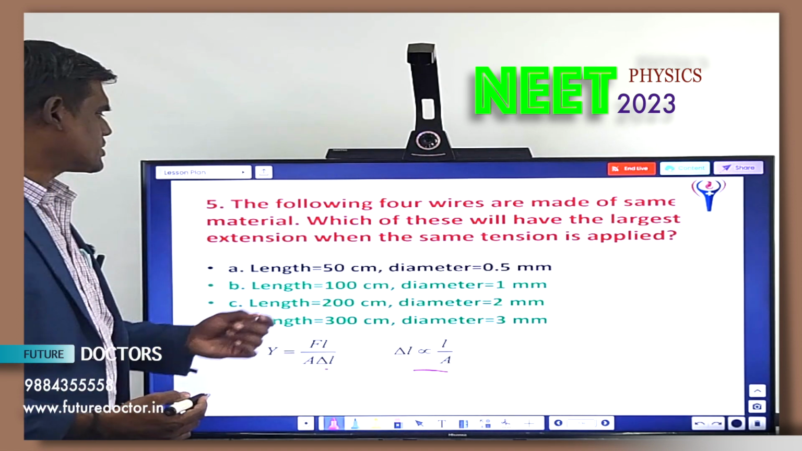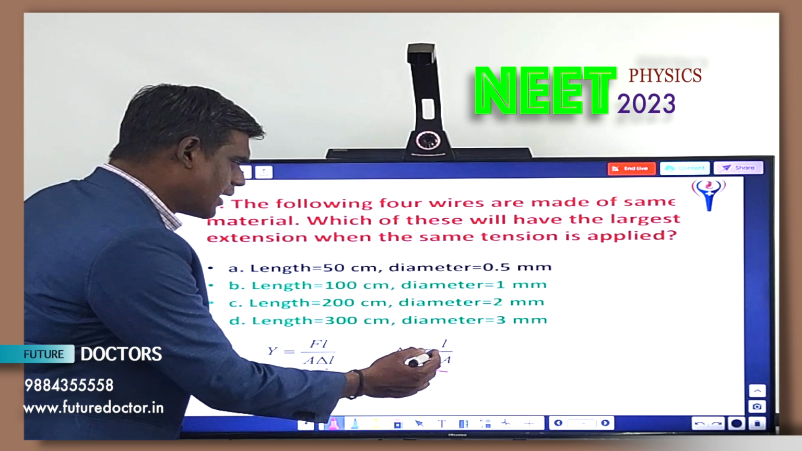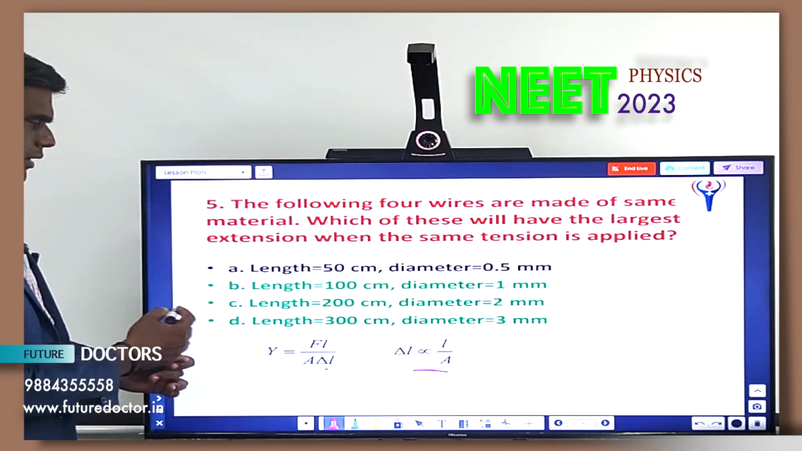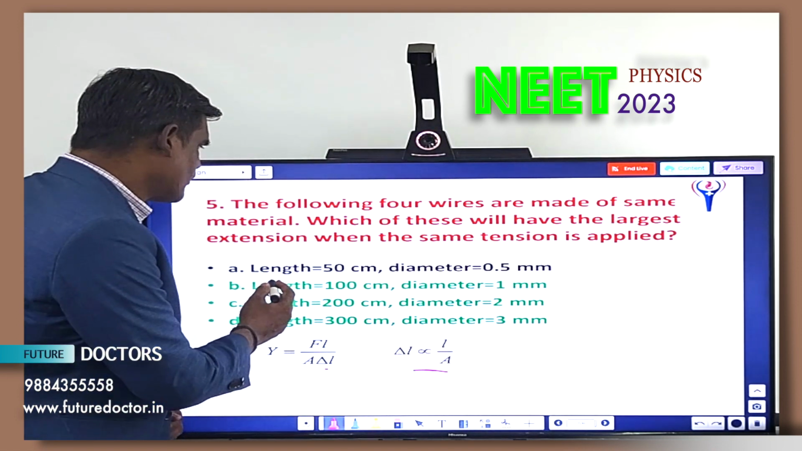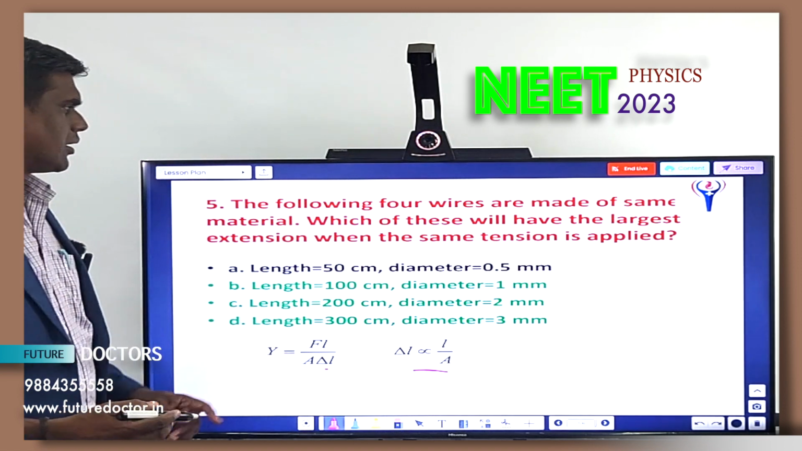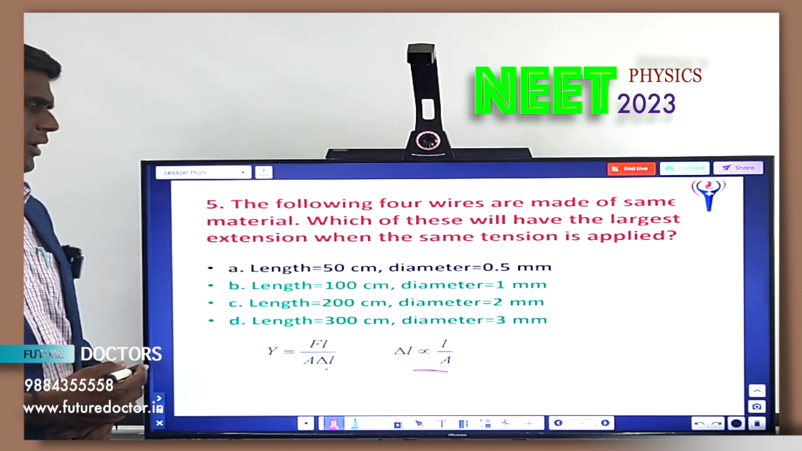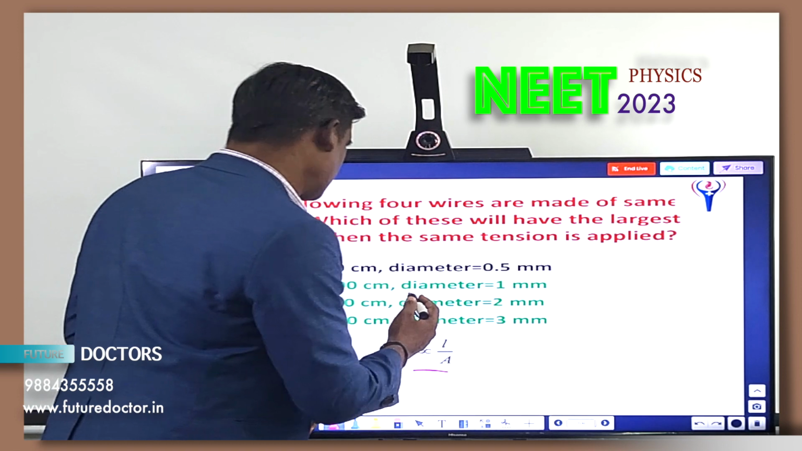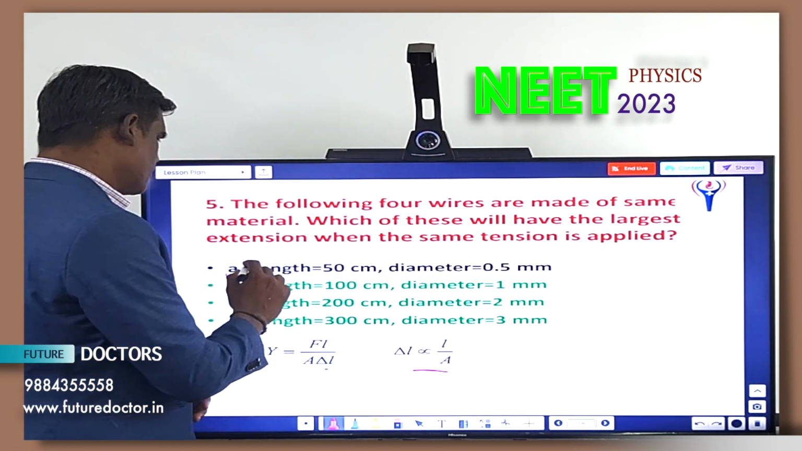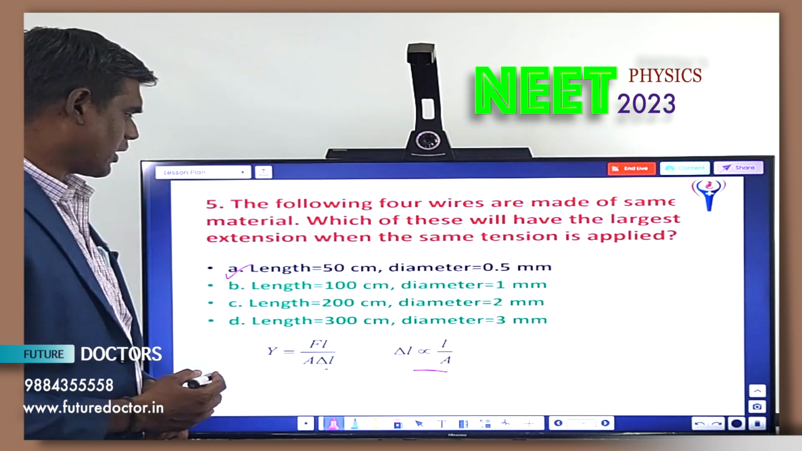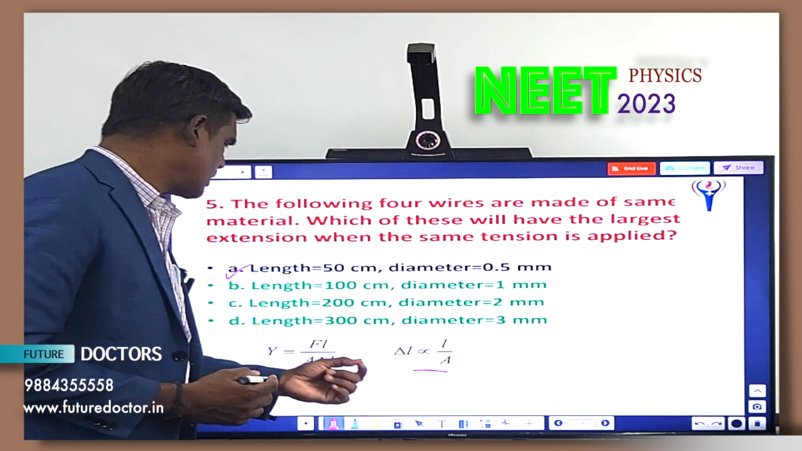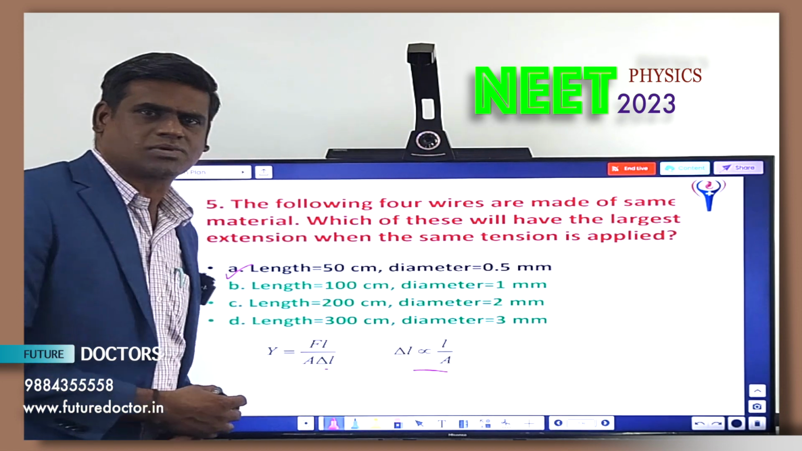For the largest extension, delta L is proportional to L by A, and in this combination the maximum value is length 50 centimeter and diameter 0.5 millimeter. This option only has the maximum value. So delta L is proportional to L by A is maximum for option A.